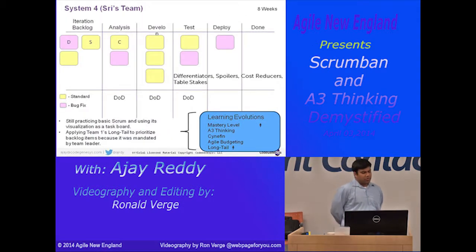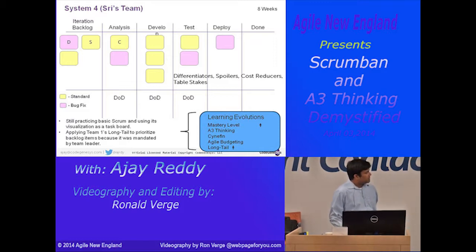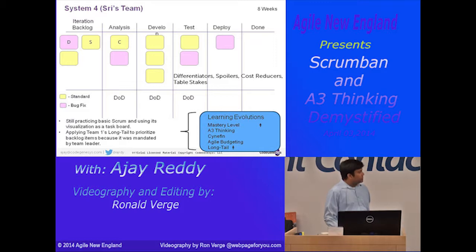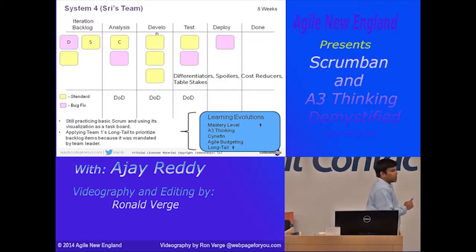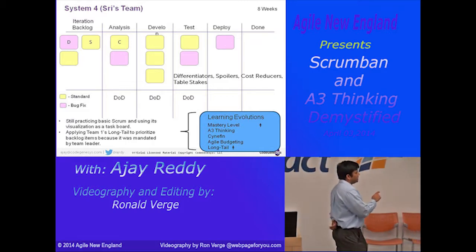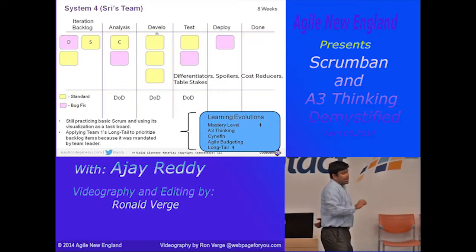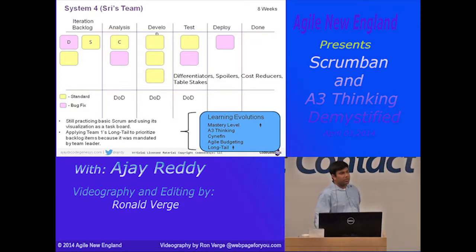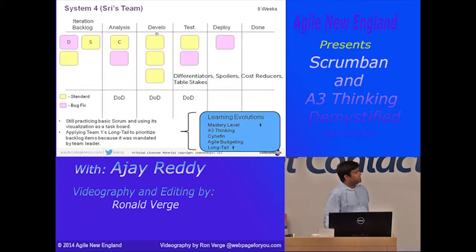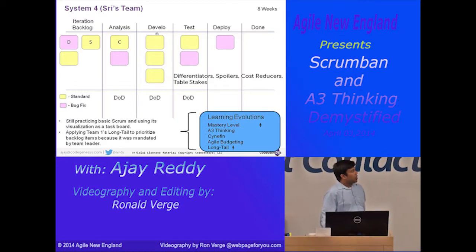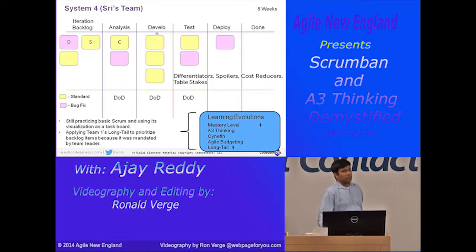Here's another example, a different team by the way, that also adopted that. This team is using a Kanban continuous flow mechanism. And this one, Sri's team, has adopted the long tail model without a traditional Kanban continuous flow. So it's still doing traditional sprints, but has adopted the long tail model.